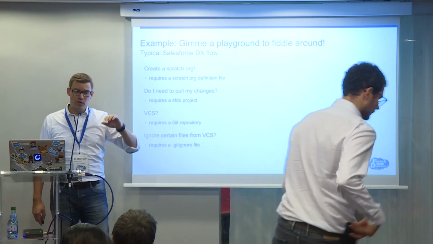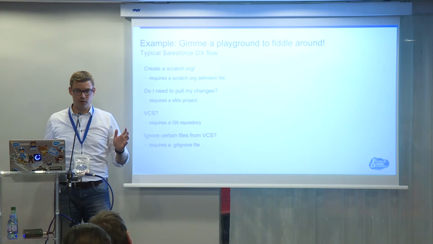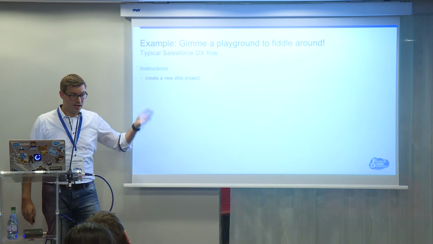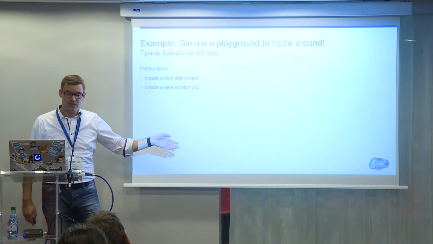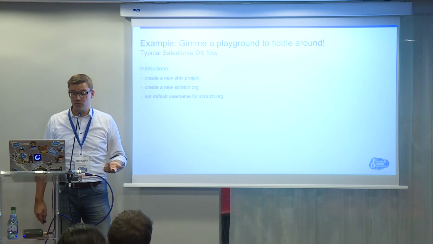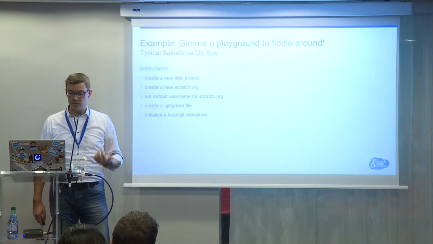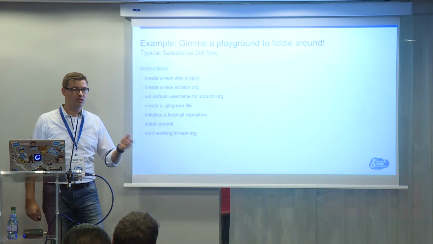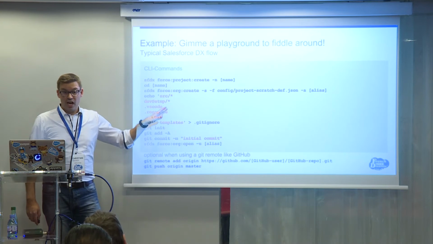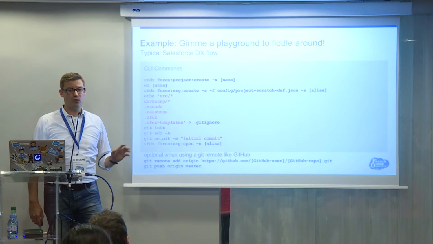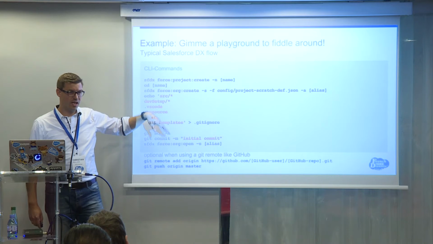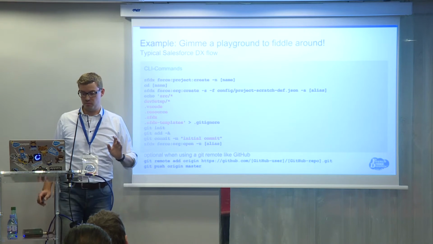So that means if you really want to set up a proper playground as a developer, you have to do all these steps, which is actually, in translation to the CLI: create a new SFDX project, create a new scratch org, set the default username, create a git ignore file, initialize local git repository, initial commit, start working on the new org. So these are all steps you would do every time when you spin up a new playground to try something out. And you have to type all this stuff when you do it manually. Okay, so this is, as I said, pretty straightforward if you do trailheads. There are all these steps in one or the other trailhead mentioned, actually.